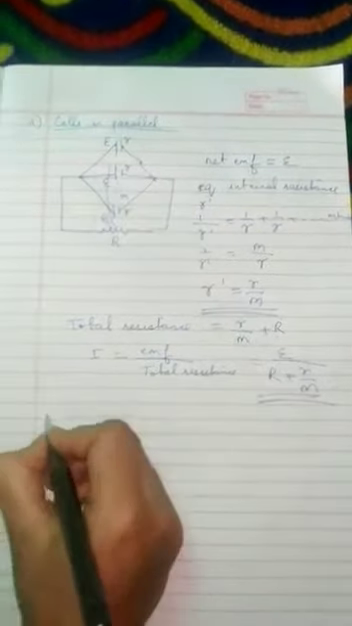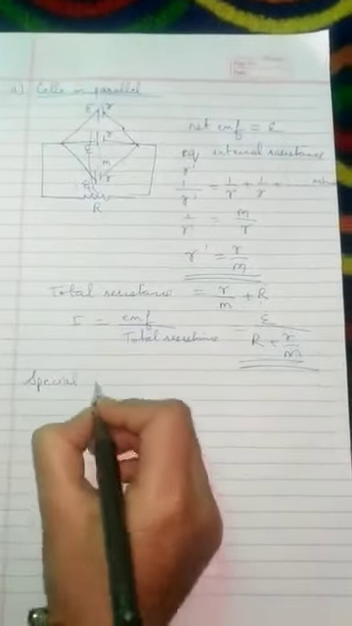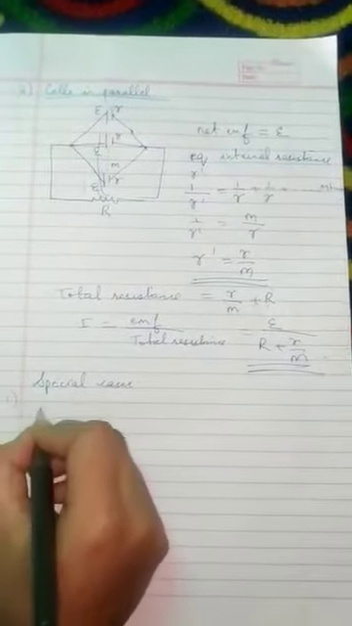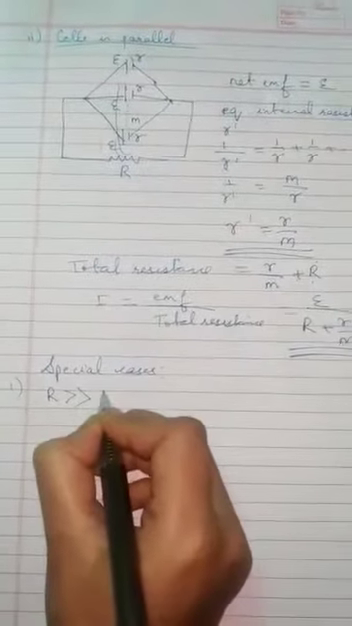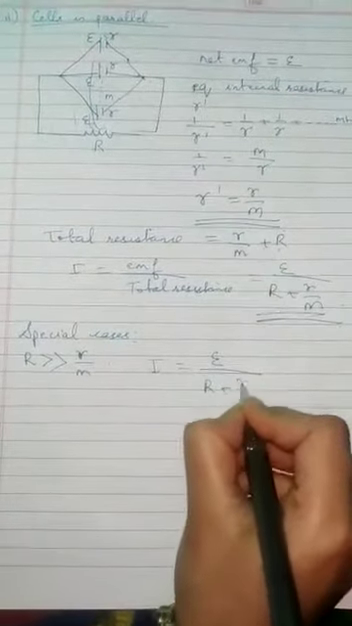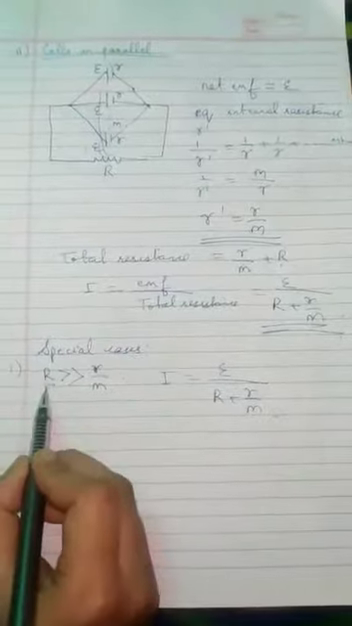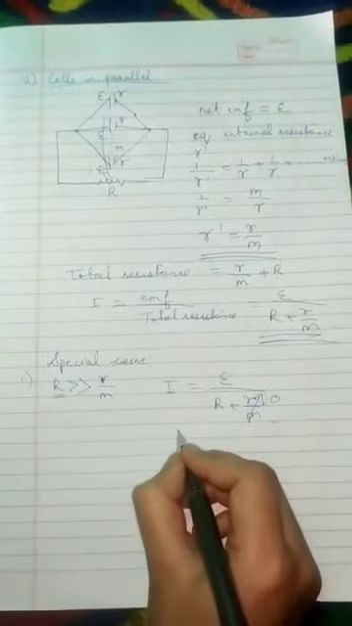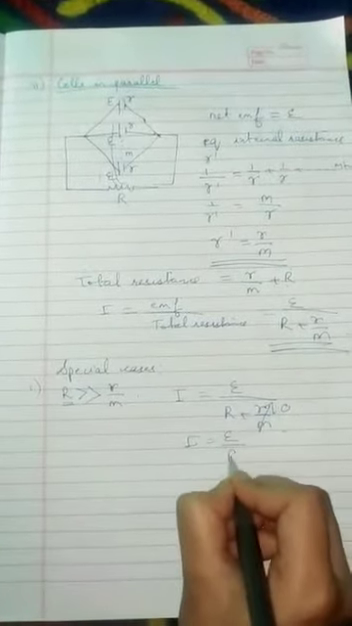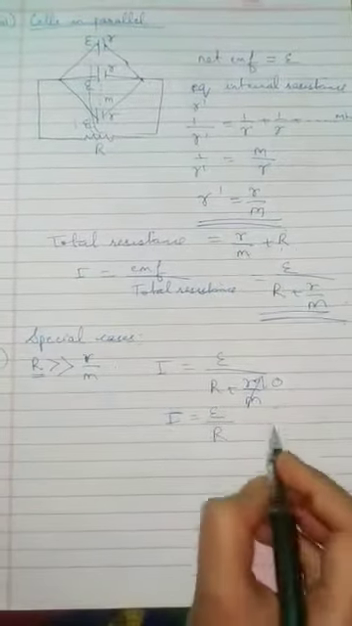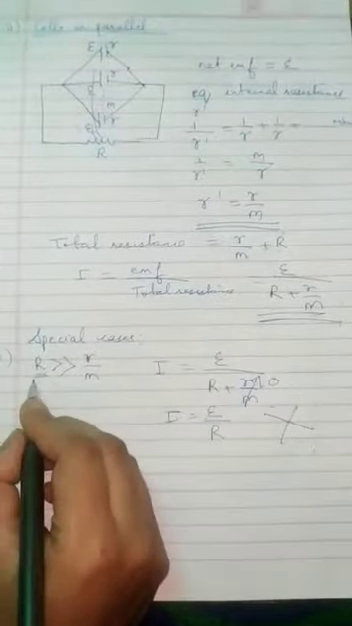Now let's see some special cases. That means, when will this circuit be effective? The first special case will be when the load is much bigger than the internal resistance. In this case, your I will be equal to epsilon divided by R plus R by M. Since the load is much bigger, this term will be a very small value, equivalent to 0. So I will be equal to epsilon by R. So here the current drawn does not depend on the number of cells connected. So this combination will not be effective if the load is a big one.